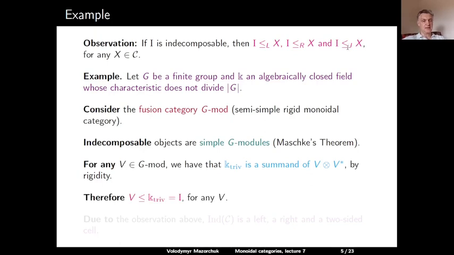This implies that any indecomposable G module V is left, right, or two-sided smaller than the trivial G module. Combined with the first line of the slide, that the identity object is left, right, or two-sided smaller than any other indecomposable objects, we obtain that in this example, the set of indecomposable objects of C forms exactly one left cell, exactly one right cell, and exactly one two-sided cell. So all objects are both left, right, and two-sided related.